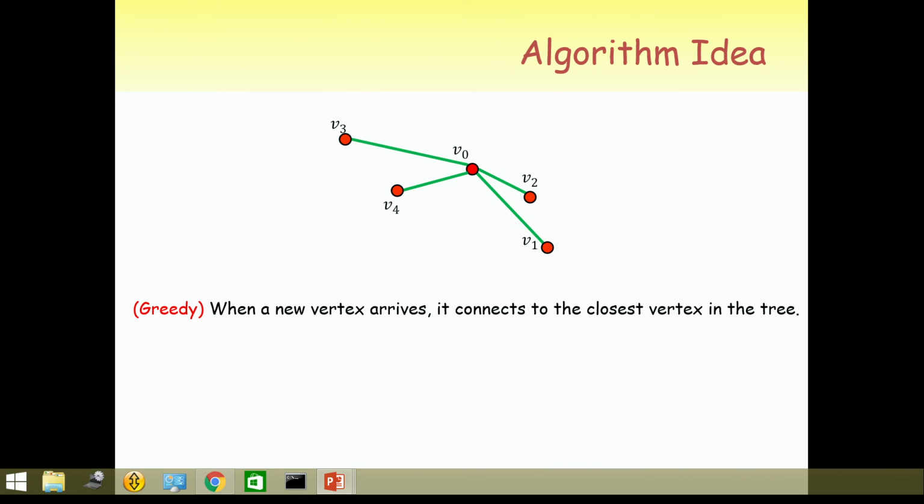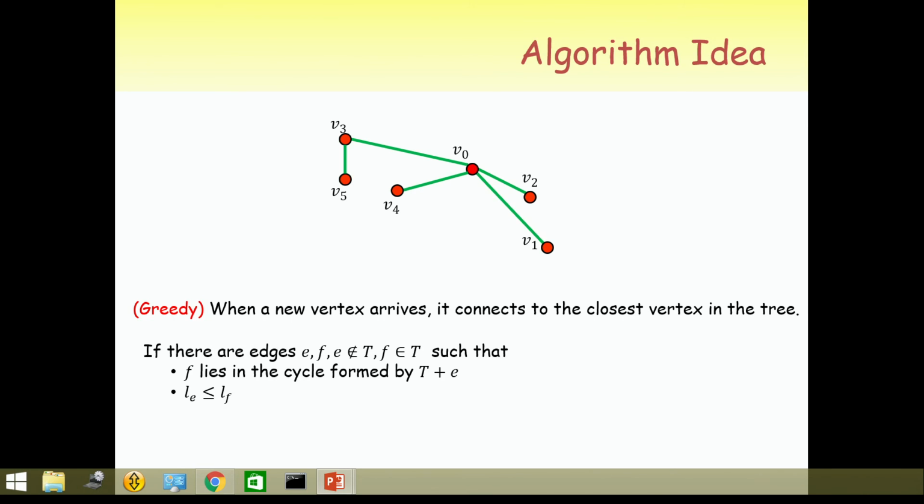Let me show you what the idea is. The idea is again very simple. We know that there is a greedy algorithm which says that when a vertex arrives, you connect to the closest vertex. Now I know it doesn't have a good competitive ratio. It is log n competitive. So now let's say that besides doing this, I do something else. Whenever you see two edges, let's say E and F, where E is in your tree and F is not in your tree.